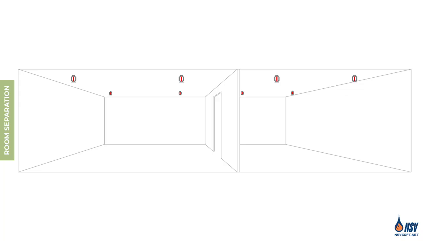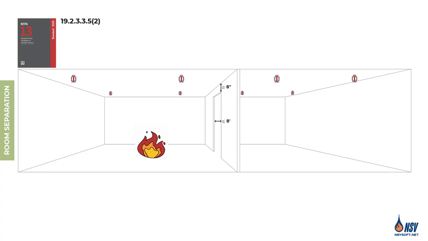A common question is how to determine whether a room and its communicating space should be treated as separate when there is no automatic or self-closing door or even no door at all between them. Section 19.2.3.3.5.2 provides the criteria. It states that an opening must have a minimum lintel depth of 8 inches and the opening must not exceed 8 feet in width. These requirements for lintel depth and opening width help limit how quickly a fire can spread from the room of origin into the adjacent space.